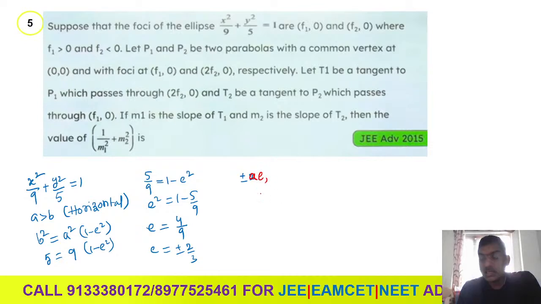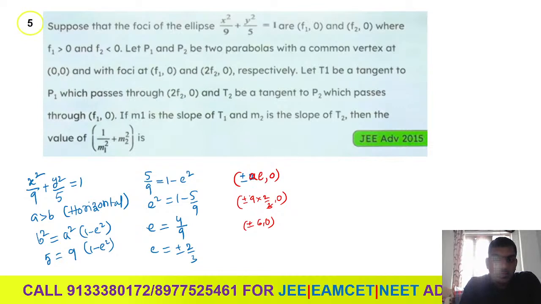So foci is plus or minus ae comma 0. What is the a value? 9. Eccentricity is 2 over 3, comma 0. So what are we getting? Plus or minus 6 comma 0.